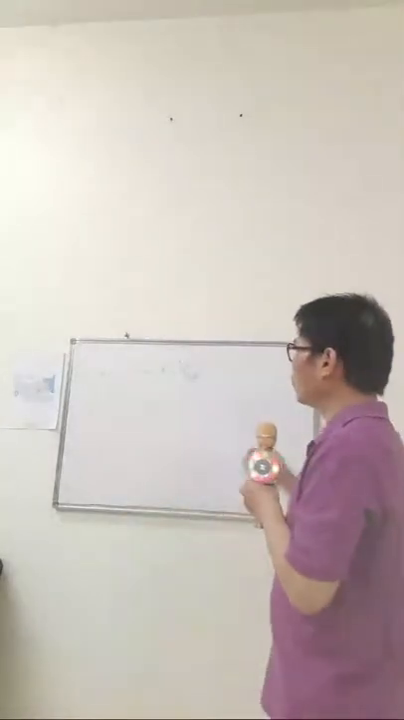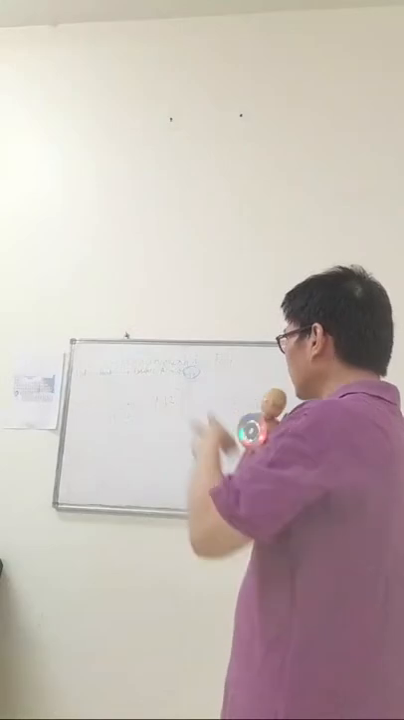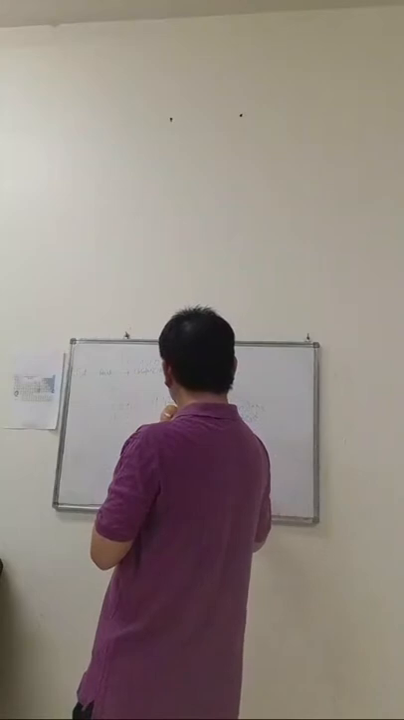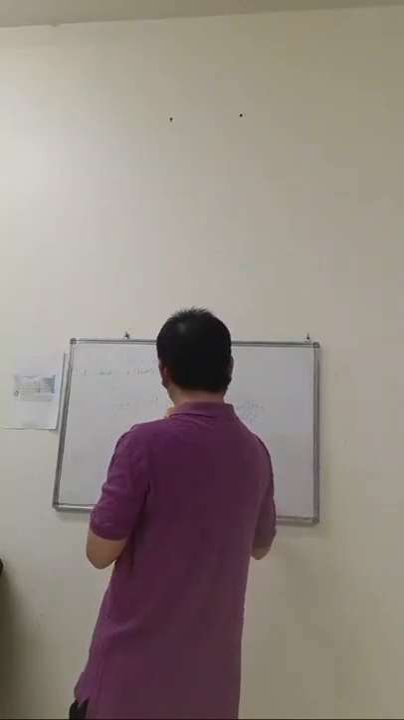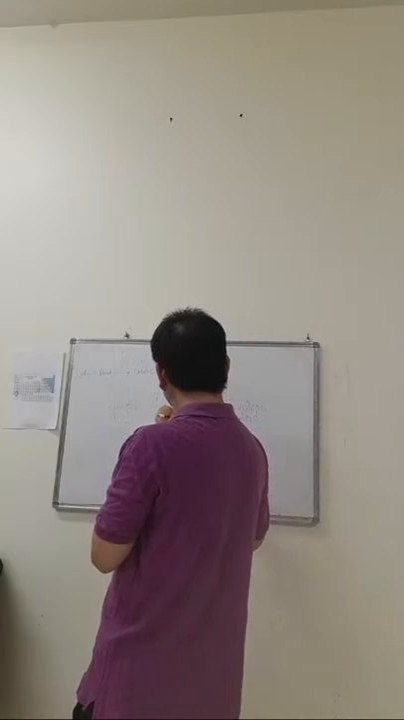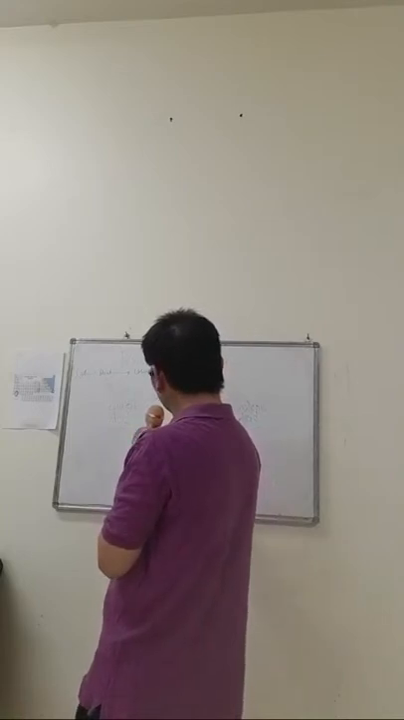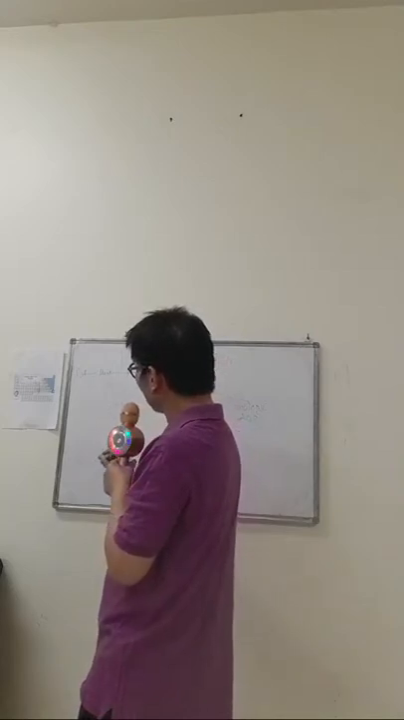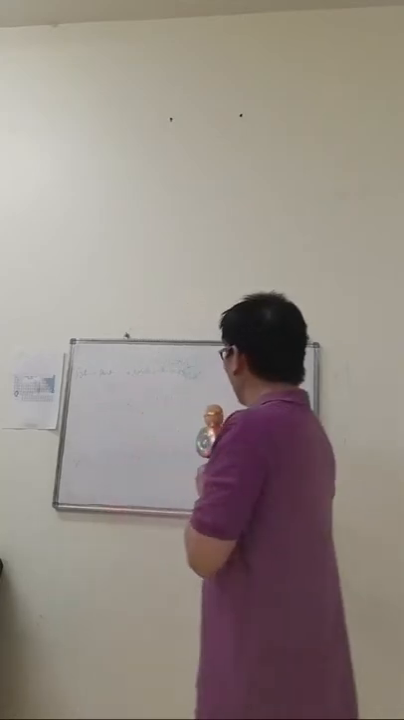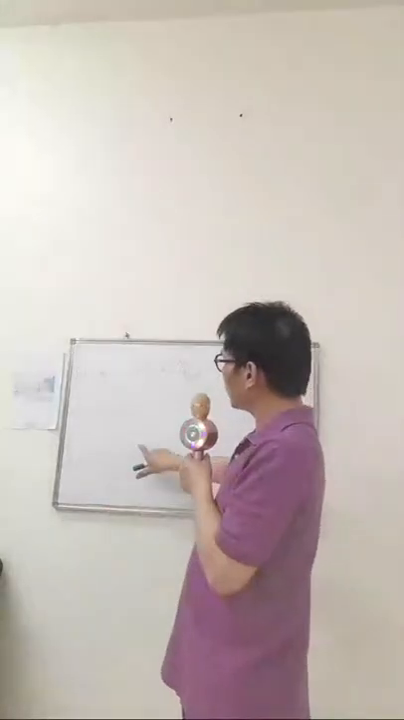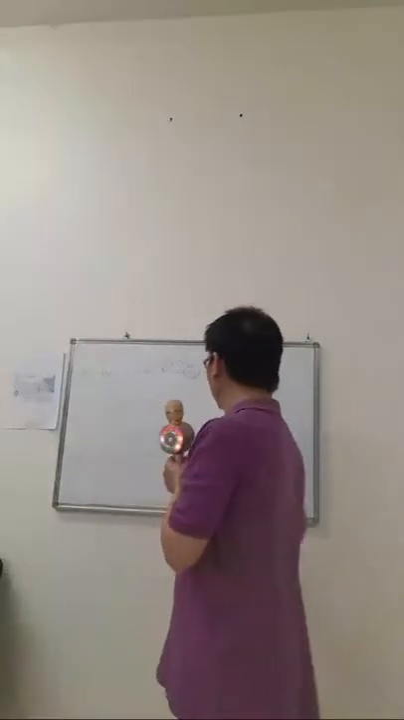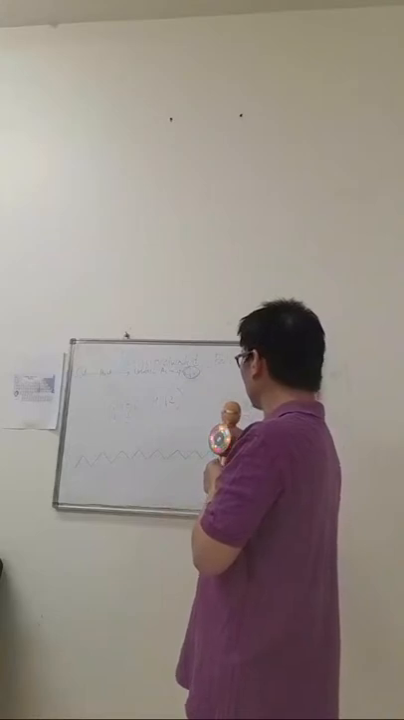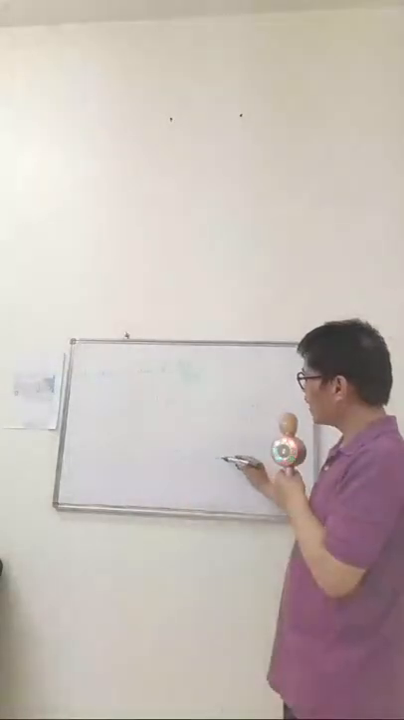So, 18 carbons. 1, 2, 3, 4, 5, 6, 7, 8, 9, 10, 11, 12, 13, 14, 15, 16, 17. Again, 1, 2, 3, 4, 5, 6, 7, 8, 9, 10, 11, 12, 13, 14, 15, 16, 17. Okay?